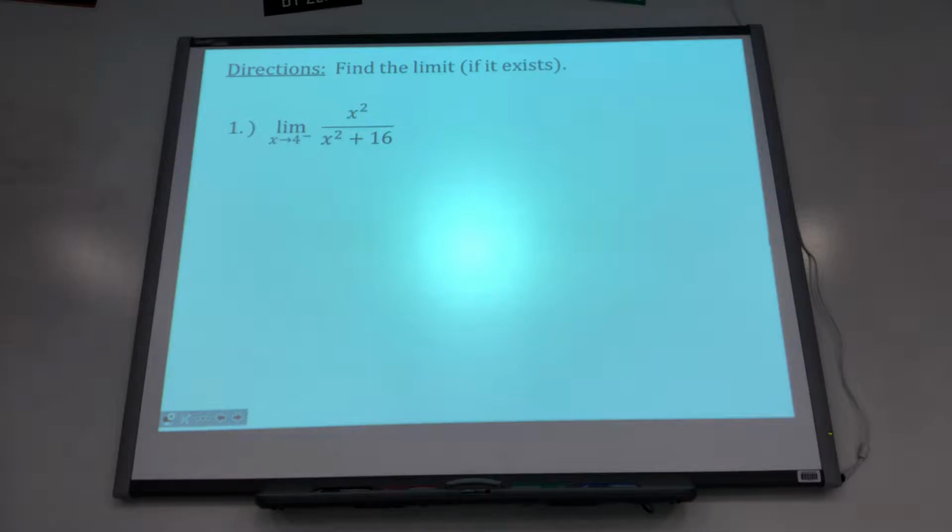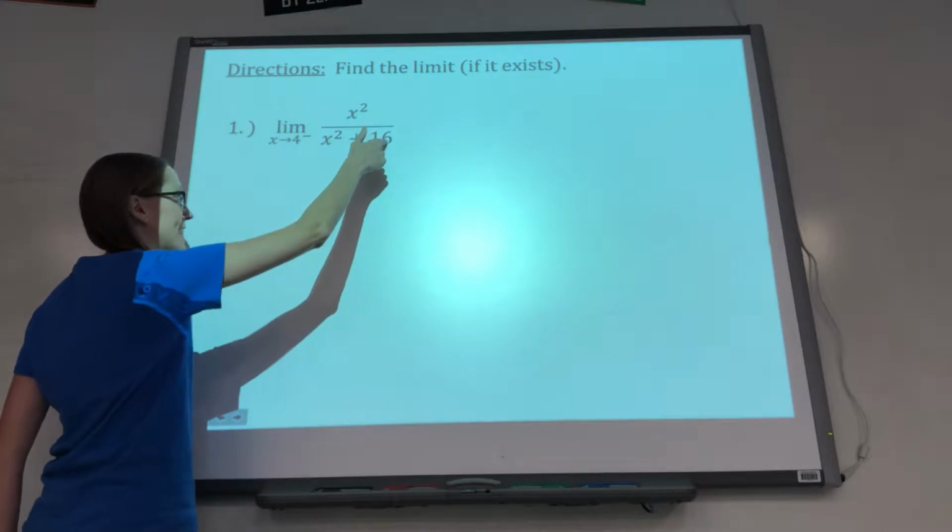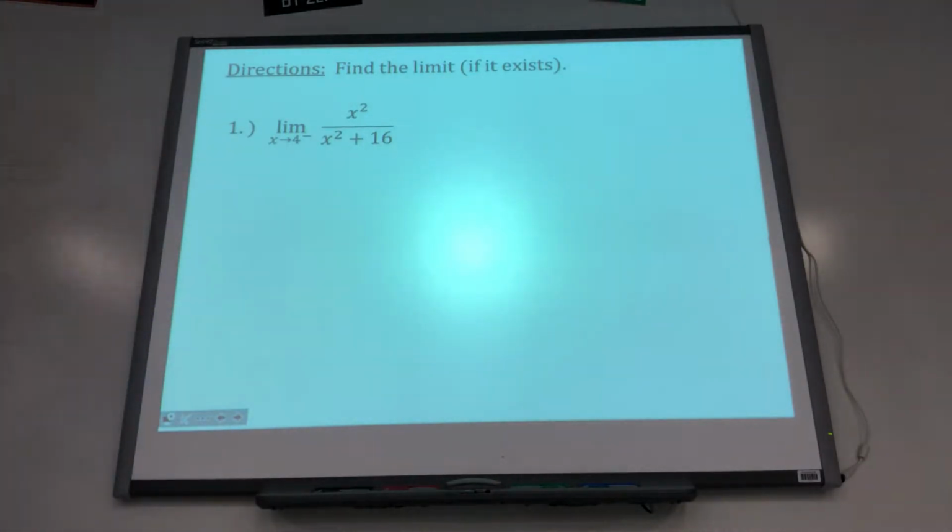So this is number 1. We need to find the limit as x approaches 4 from the left of x squared over x squared plus 16. You can't cross out the x squareds, by the way. That would have to be multiplication by x squared if you wanted to cross something out, but it isn't.